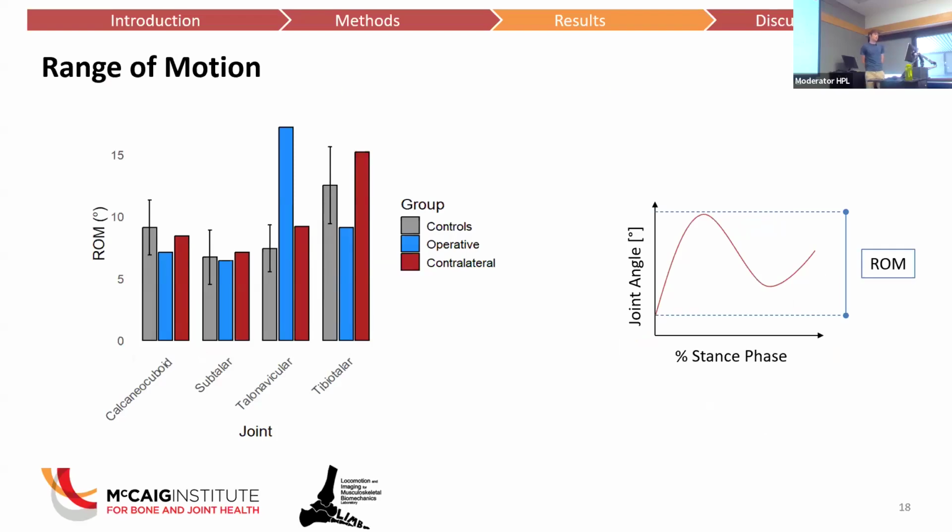And if we look at those values, it's just taking the range of motion, so taking the maximum and minimum of those curves. We can see that in the talonavicular and tibiotalar, the results are quite different than the controls. So in the talonavicular, we get very high range of motion compared to both contralateral controls. And then in the tibiotalar, we're also seeing reduced range of motion in the operative limb compared to the contralateral and controls as well.